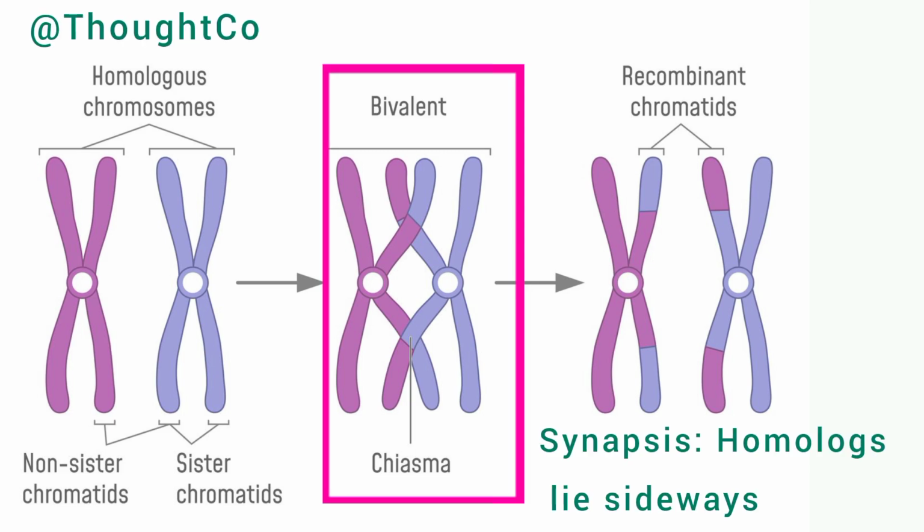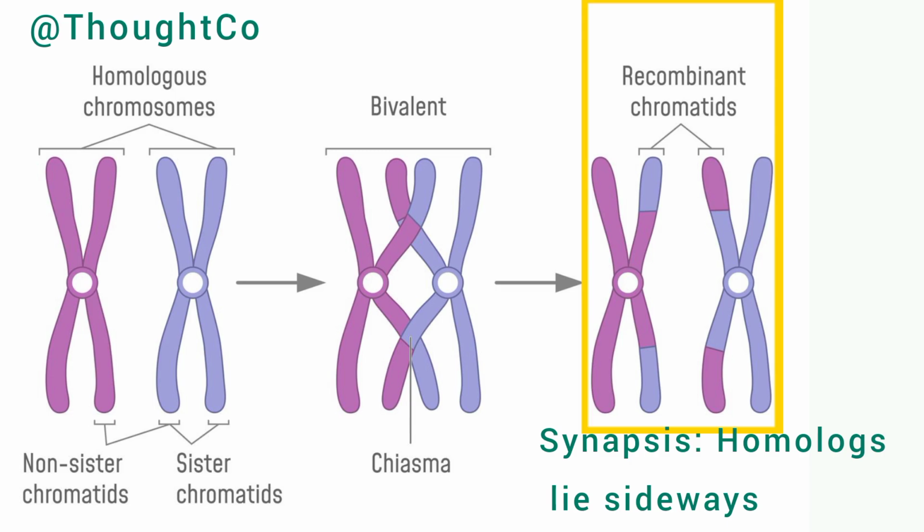When they lie side by side and cross over at the chiasma, the chiasma is the point where they cross over their genetic information. We say crossing over has occurred. So synapsis is lying side by side, but crossing over is the exchange of genetic information. After they have finished crossing over, they form the recombinant chromatids, as you can see here. We can also call them the variated homologous chromosomes because they have undergone variation.